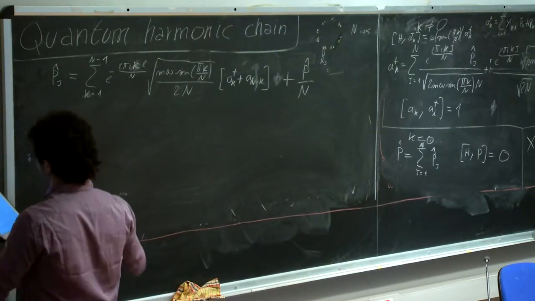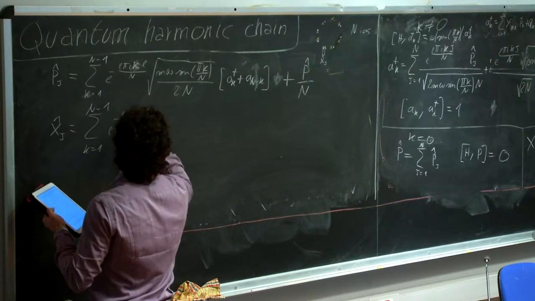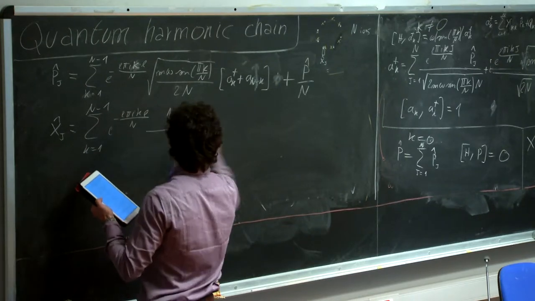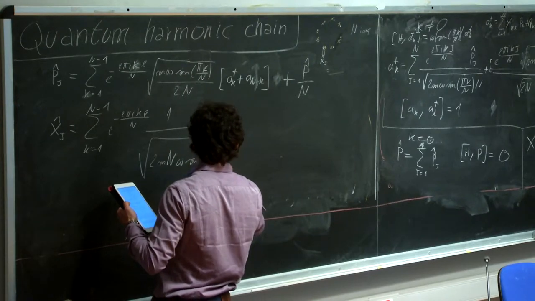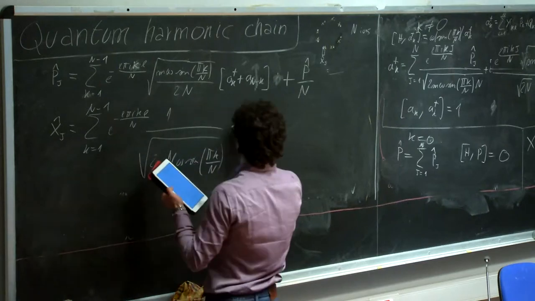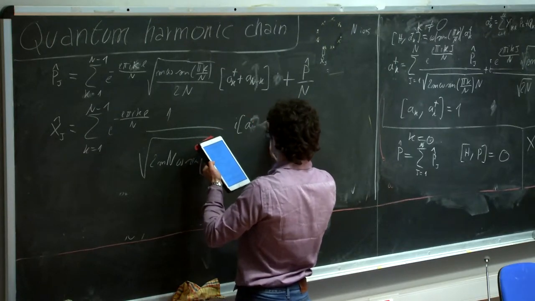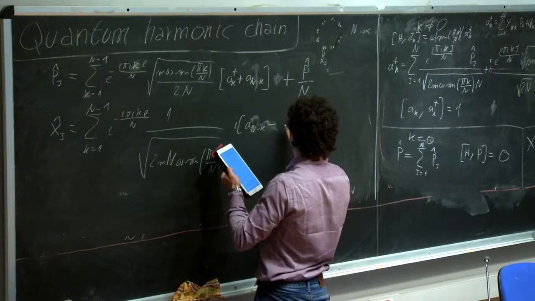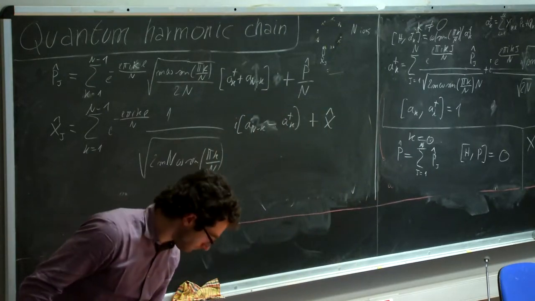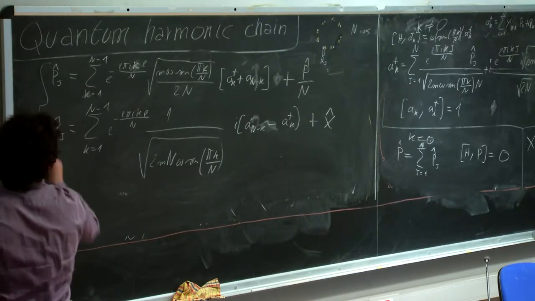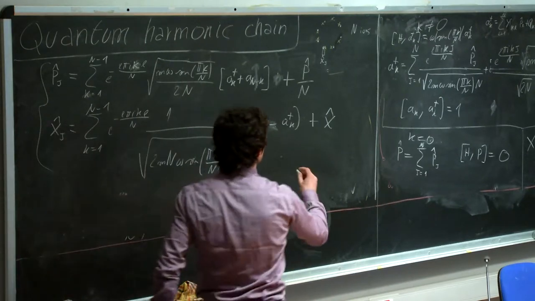And for the x j, you find the sum over k from 1 to capital N minus 1 of e to the minus 2 pi i k j over capital N. Then you have 1 over the square root of 2m capital N omega sine of pi k over capital N, times i times a k dagger minus a N minus k minus a dagger k, plus x. So these are the inverse of those relations. And again, I rewrote them so that it should be clear.